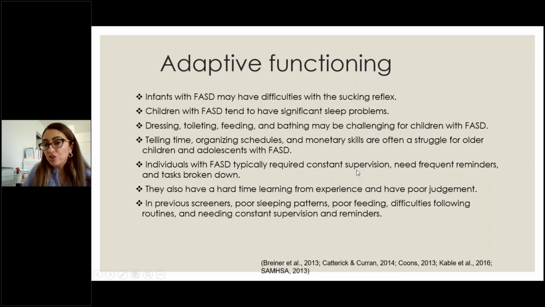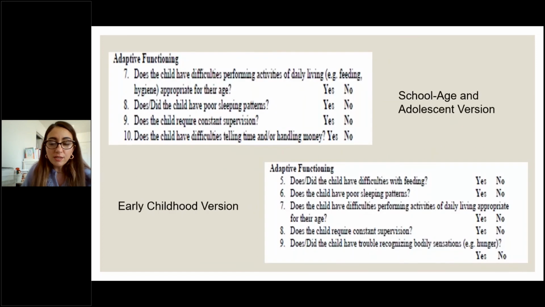This one, requiring constant supervision, needing frequent reminders, tasks broken down, having poor judgment, difficulty learning from experience. These are all things that we have also found that children with FASD struggle with more than other children who have other neurodevelopmental disorders. So these are some of the questions that we came up with: poor sleeping patterns, requiring constant supervision, difficulty telling time, handling money. So these hopefully will capture the adaptive functioning difficulties. Again, probably not all because it's a spectrum, but at least some of them.